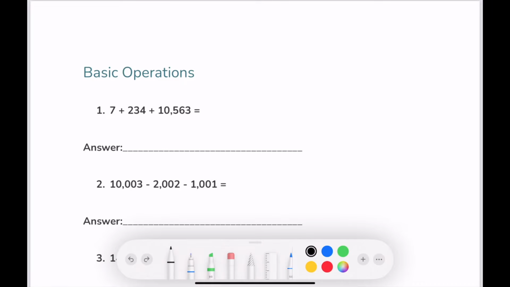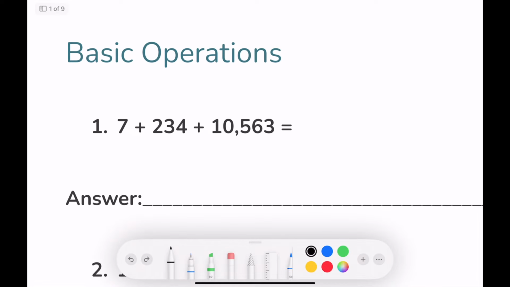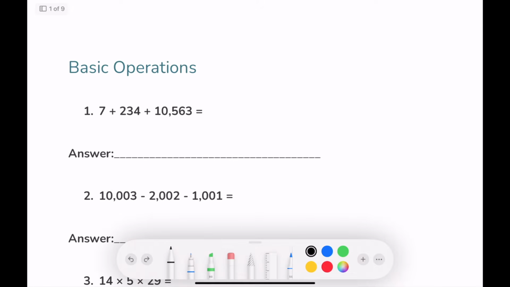All right, here we are at our ParaPro practice test, and we will begin with number 1, all about basic operations. So, first and foremost, I'm looking at this, I see a string of addition problem numbers, and let's take these and add them together. So, we have 10,563. Notice how I'm writing the larger number up top. Next, I'm going to write 234, and below that we have 7. Let's create this addition sign, and let's add.